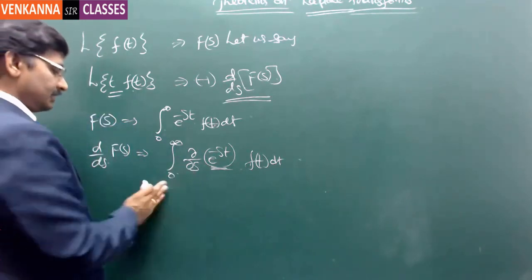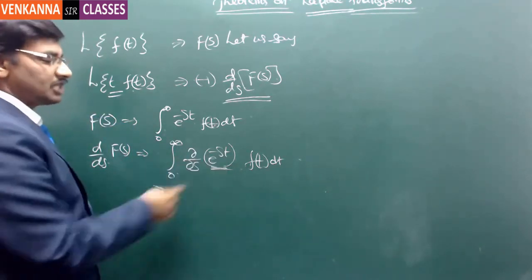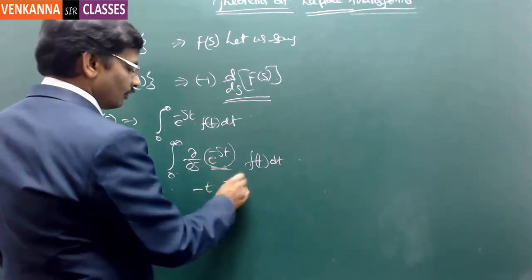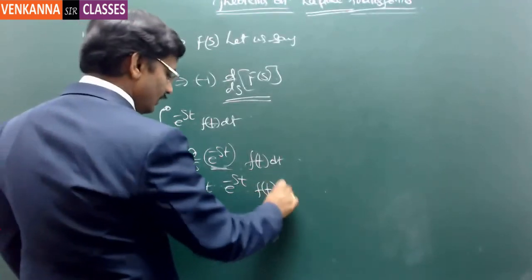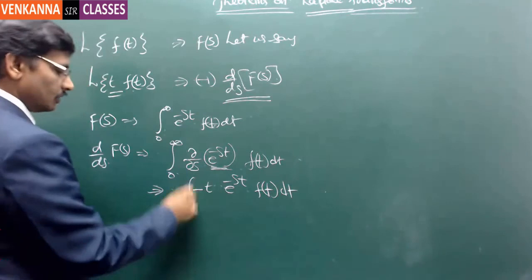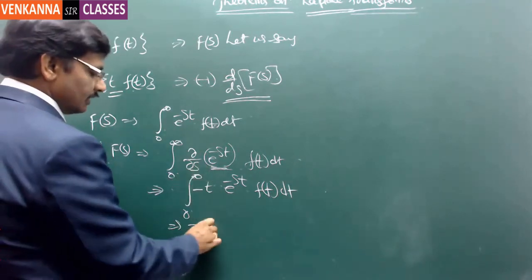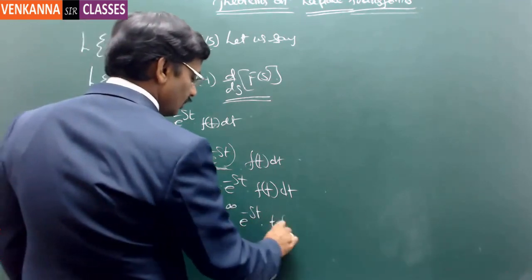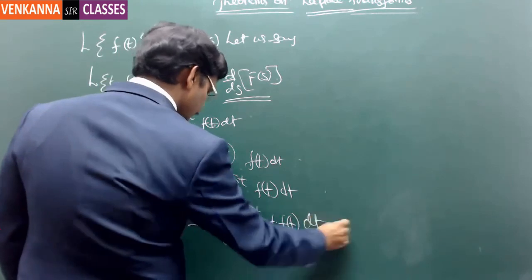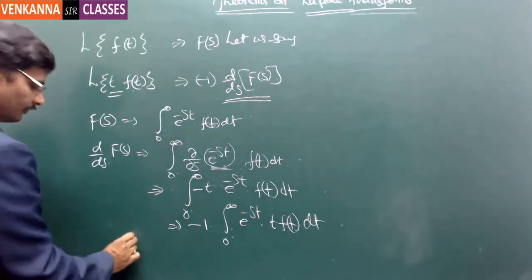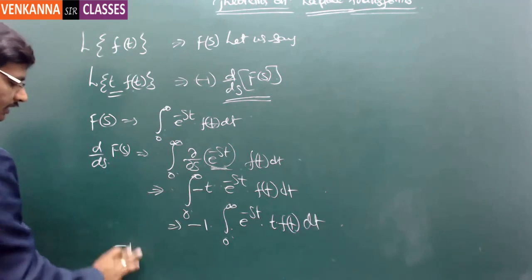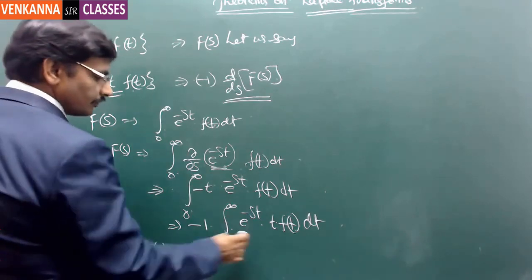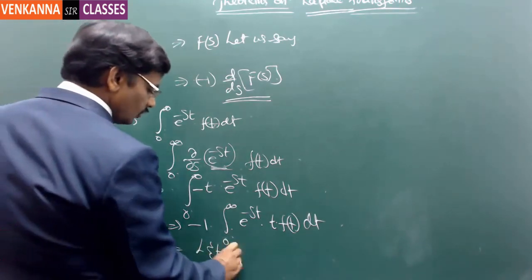Now the derivative with respect to s is minus t into e power minus st into f of t dt, integral 0 to infinity, or otherwise minus 1 into integral 0 to infinity e power minus st into t into f of t dt. So this is nothing but the Laplace transform of t into f of t. If you take the minus to the other side, minus d by ds of F of s is equal to the Laplace transform of t into f of t.